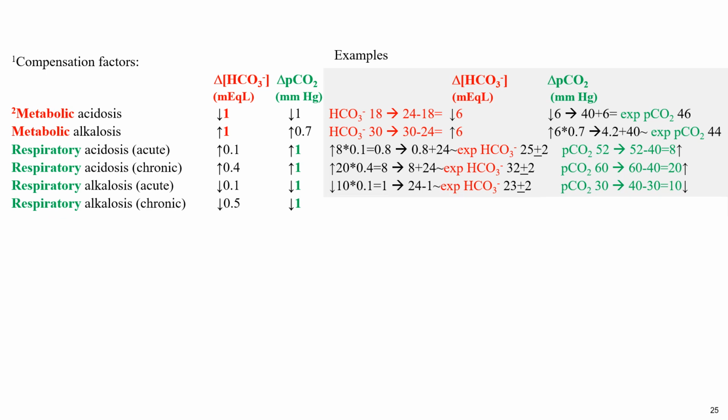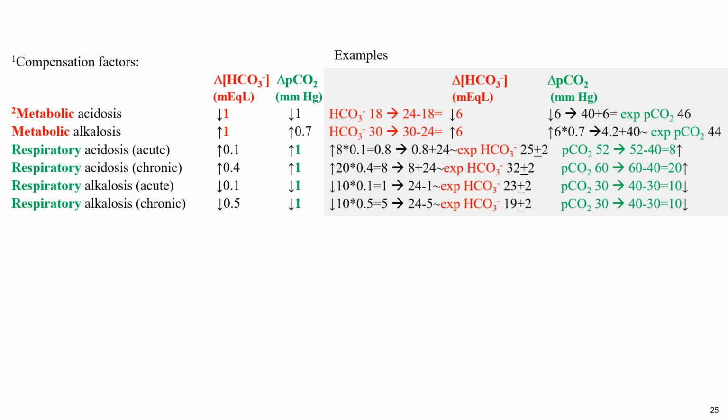For chronic respiratory alkalosis, for every 1 decrease in PCO2, serum bicarbonate decreases by 0.5. Example, a patient with chronic respiratory alkalosis with a PCO2 of 30. This means the PCO2 decreased by 10 from the normal 40. Since for every decrease of 1 in PCO2, bicarbonate decreases by 0.5, we multiply 10 by 0.5.